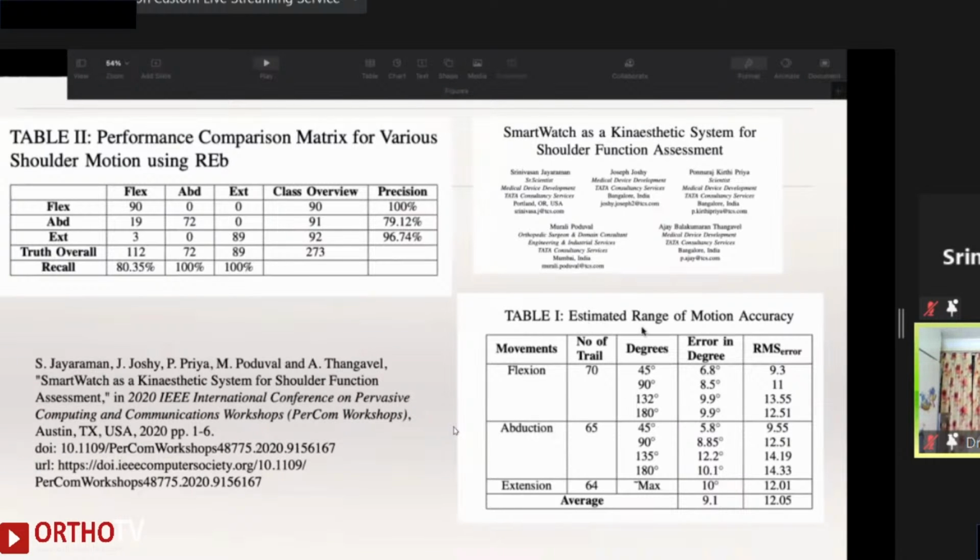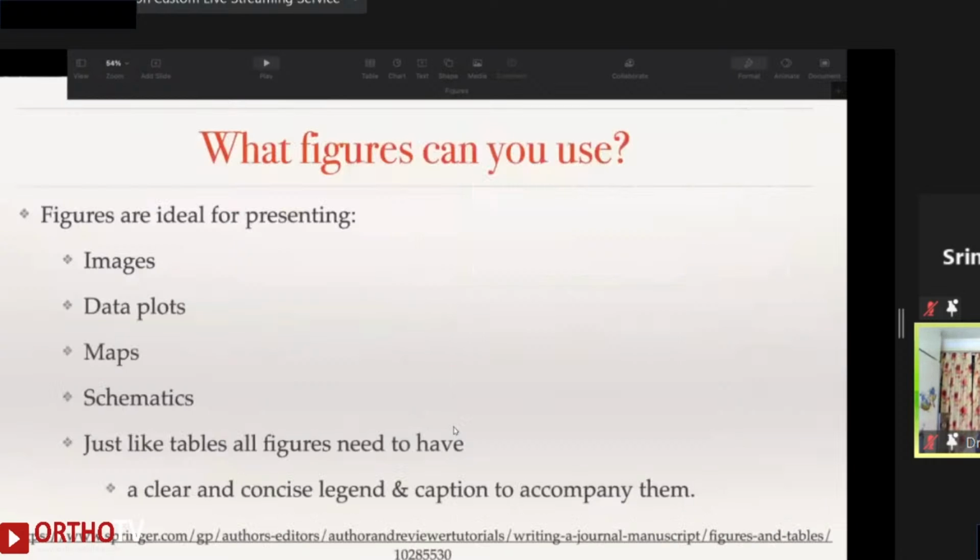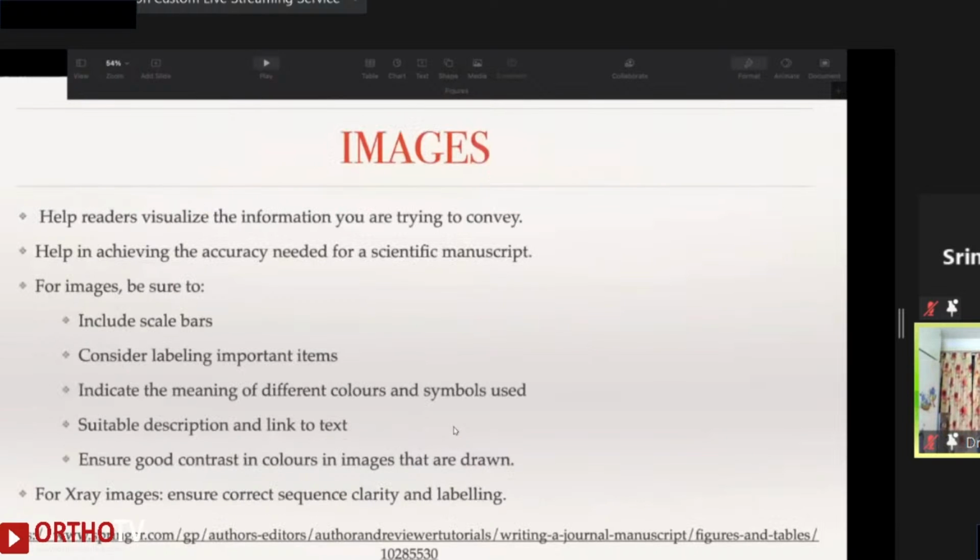The first table in that very same paper actually estimated the range of motion accuracy using different methods. And it talks about flexion, abduction, extension at different degrees at which we measured it, what were the errors in degrees of that, and what the root mean square error. So this is the way that I would like a table to be represented when research is presented to me. So what are the different types of figures you can use? You can use images, data plots, maps, schematics, and all should be like a table with a clear and concise legend and caption to accompany them and linking them to the paper.